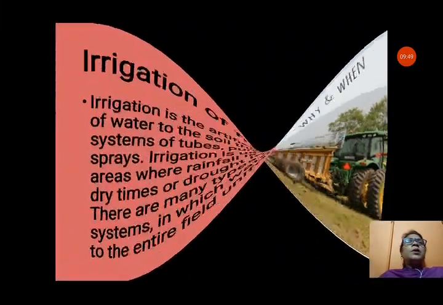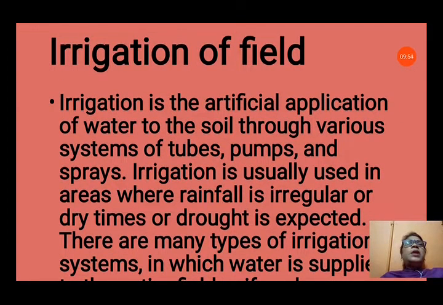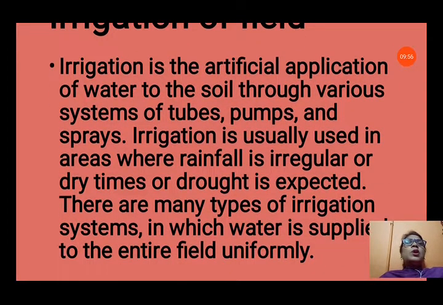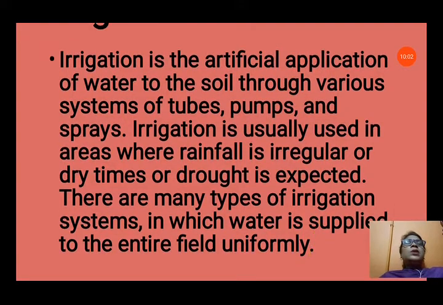Now next process is irrigation of field. Irrigation is the artificial application of water to the soil through various systems of tubes, pumps and sprays. So, irrigation is also very important because if there is no rainfall or irregular or dry times or drought is expected, then irrigation is a must for the field. There are many types of irrigation systems in which water is supplied to the entire field uniformly. It is very important because without water plants cannot survive.